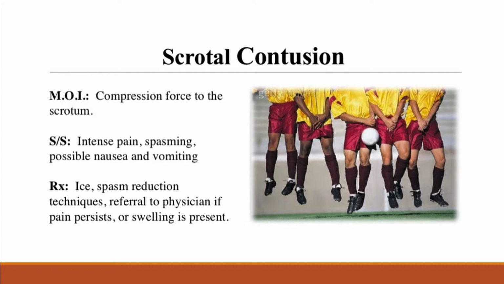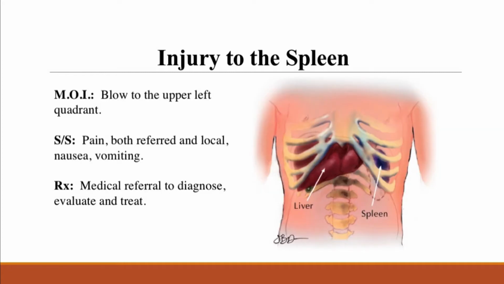Spleen injuries occur during a fall or a direct blow to the left upper quadrant. Mononucleosis, referred to as the kissing disease, results in an enlarged spleen, which makes an athlete prone to spleen injury. Because of this, athletes with mono should not participate in sports for at least 3 weeks.